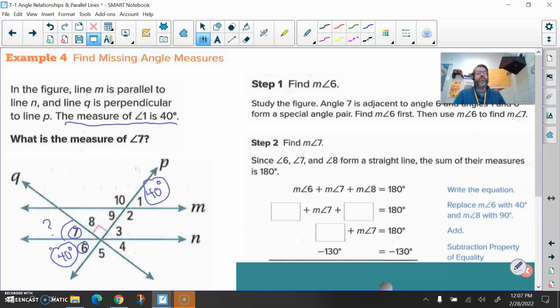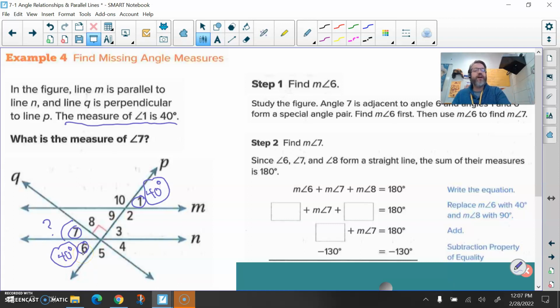It does, but why? Well, angle 1 and angle 6 are alternate exterior angles. You have lines M and N are parallel. If you look at line P as your transversal, cutting through those lines, that means angle 1 and angle 6 are alternate exterior angles in that figure. And so angle 6 has to be 40 degrees.